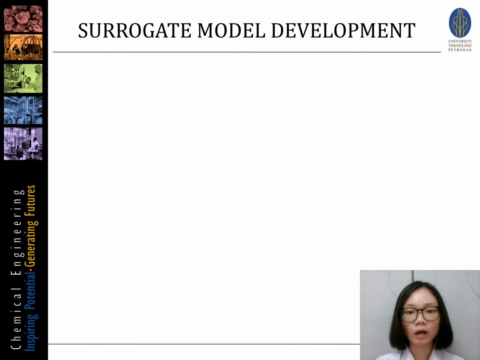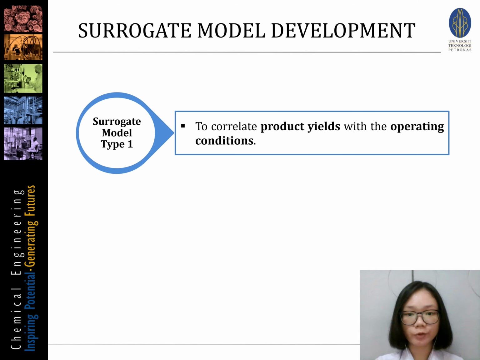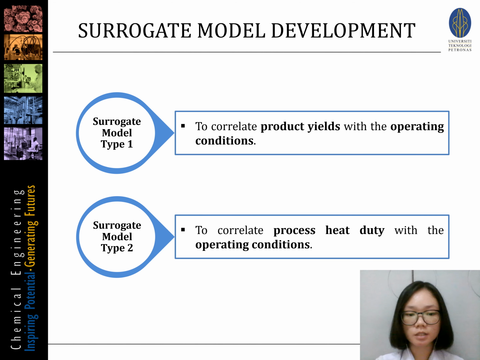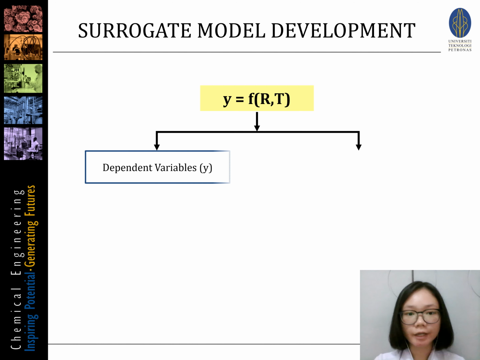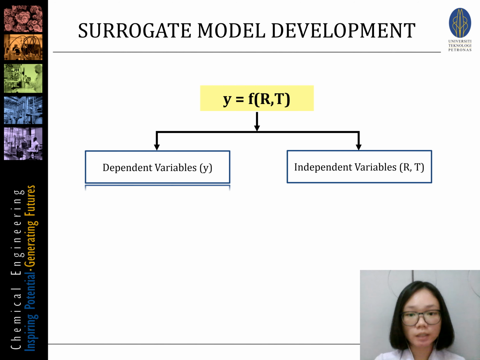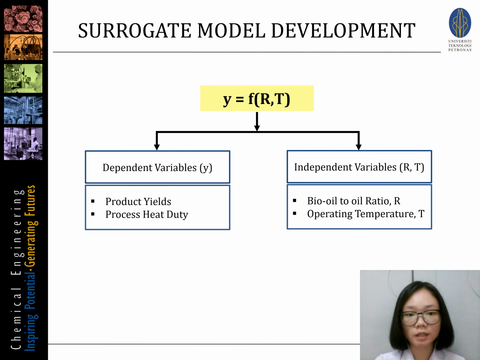Here I'm going to show you how I obtain the process correlation equations, which is important before composing the optimization model. So here we have surrogate model type 1, which correlates product yield with the operating conditions, and surrogate model type 2, which correlates process heat duty with the operating conditions. This is the general form of the surrogate model for this project, where E is a function of bio-oil to oil ratio and operating temperature, and there are dependent and independent variables. The dependent variables are the product yield and the process heat duty, whereas the independent variables are the bio-oil to oil ratio and the operating temperature.